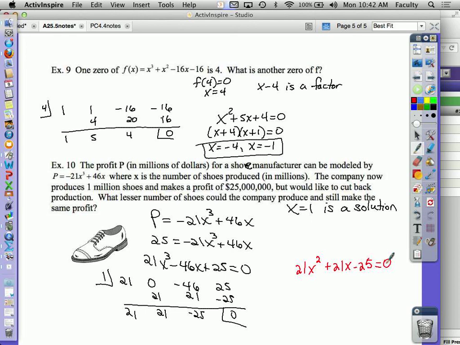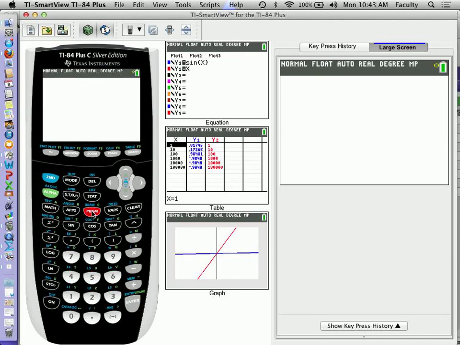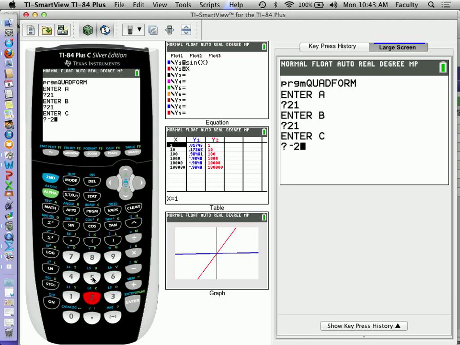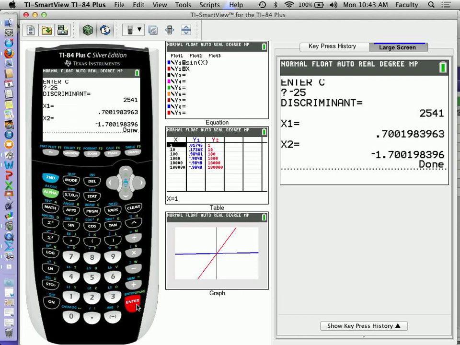The quadratic formula. And in this case, because the numbers are going to get really big, we're going to use the program. Okay, that's a good thing. So go ahead and take out your graphing calculators. Let's see if mine's on here still. So here's program, quad form. We have 21, 21, negative 20, was it negative 25? Yes. Okay, thank you. So I'm getting two answers here.